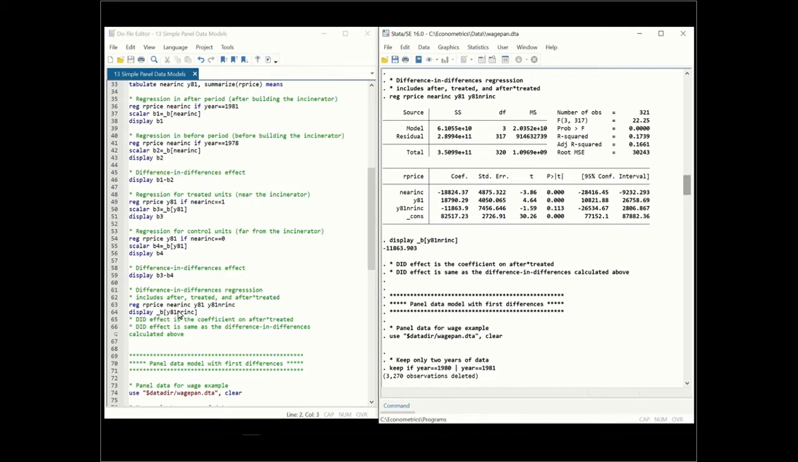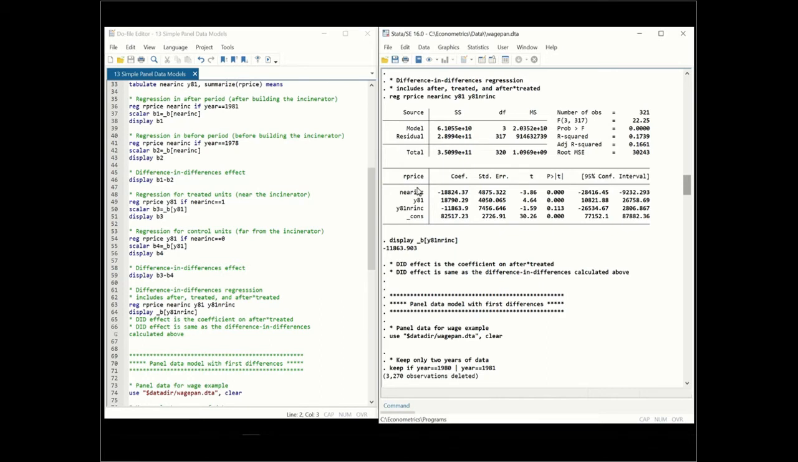This is the variable for treated, this is the variable for after, and this is their interaction term. So this is a key component to a difference in differences regression. We need to have these three terms, and then we could just display the coefficient. So these are the results.